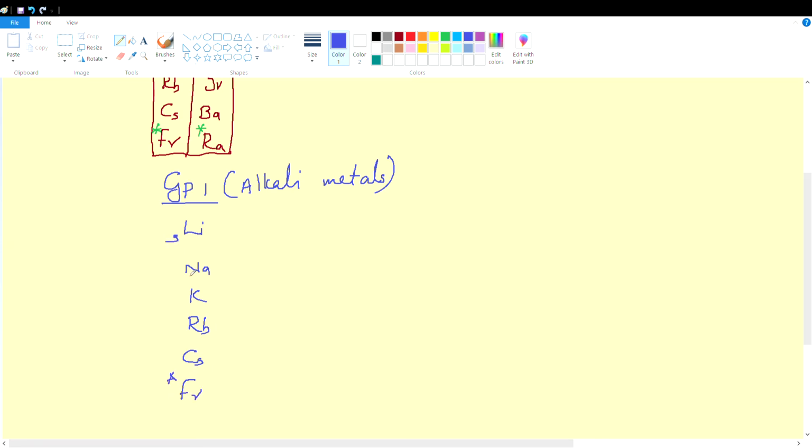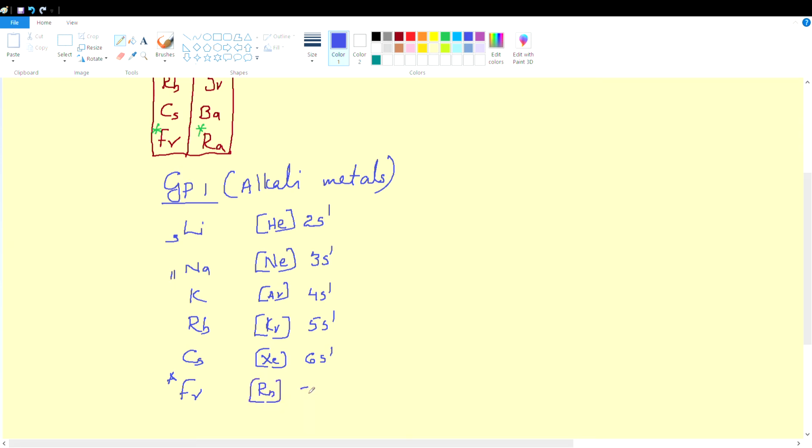Lithium, atomic number 3: the electronic configuration can be written as helium noble gas configuration followed by 2s1. Sodium, atomic number 11: after the neon configuration, 3s1. Potassium comes after argon configuration, 4s1. Rubidium after the noble gas krypton, 5s1. Cesium after the noble gas configuration of xenon, 6s1. Francium has the configuration of noble gas radon, followed by 7s1.